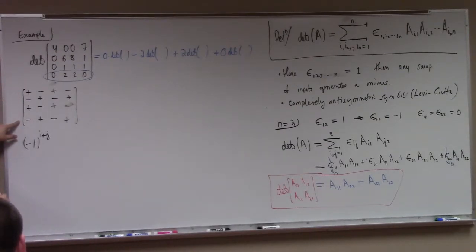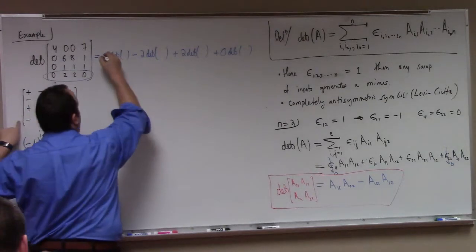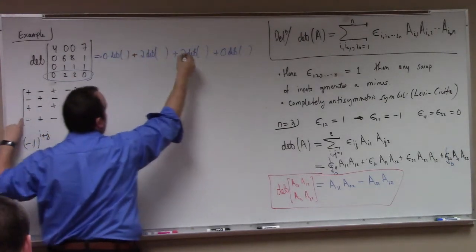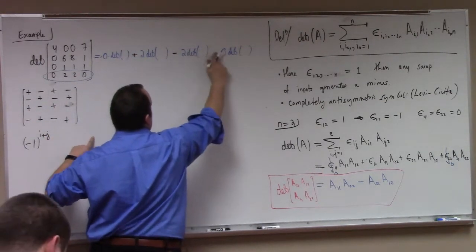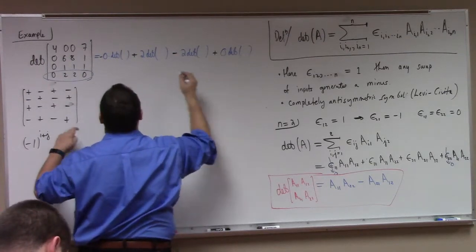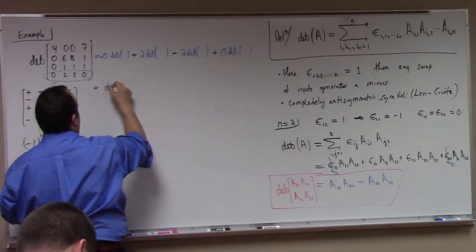We end up starting with a minus. So this should be minus, plus, minus. All right, getting to it then, we're looking at the determinant of what?